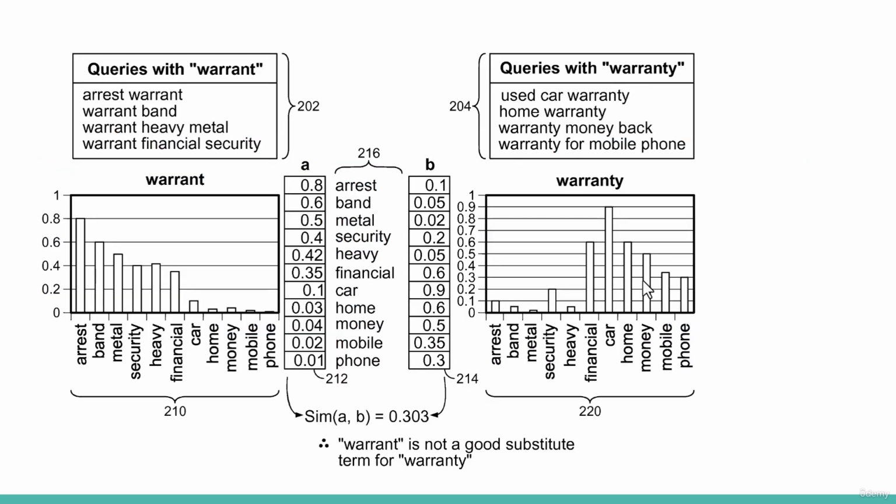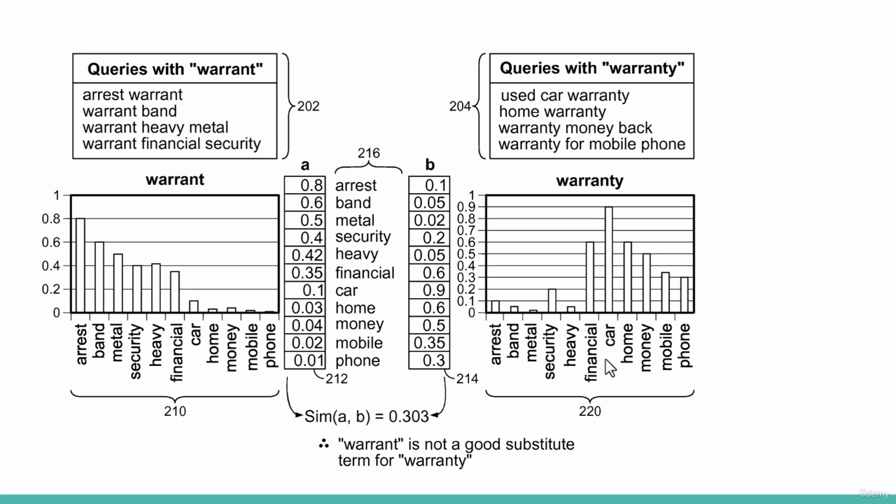Now we have two words here, warrant and warranty. Google needs to determine if these are good substitutes, meaning they can be interchanged. Google searches the entire internet to see which 4, 5, 6, 7, or 8 words are frequently used alongside the target word. For warrant, words like arrest, bond, metal, security, and subsequently heavy and financial, car, home, mini, mobile, and phone are used. For warranty, the same set of words is checked.